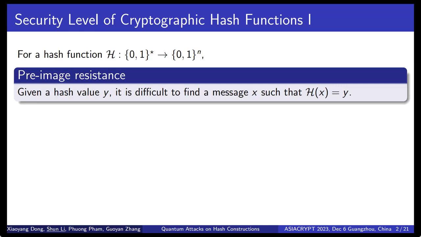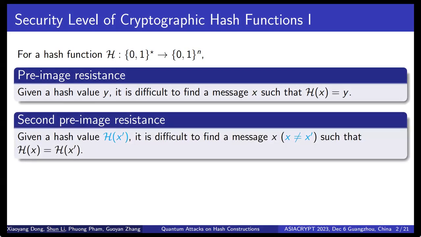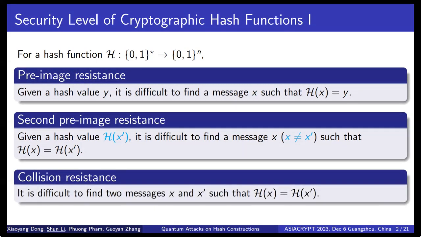There are several security levels. First one is pre-image resistance: given the hash value y, it's difficult to find the message x such that h(x) equals y. And the second pre-image resistance: given the hash value h(x'), it's difficult to find the message x different from x' such that h(x) equals h(x'). And the collision resistance: it is difficult to find two messages x and x' such that h(x) equals h(x').